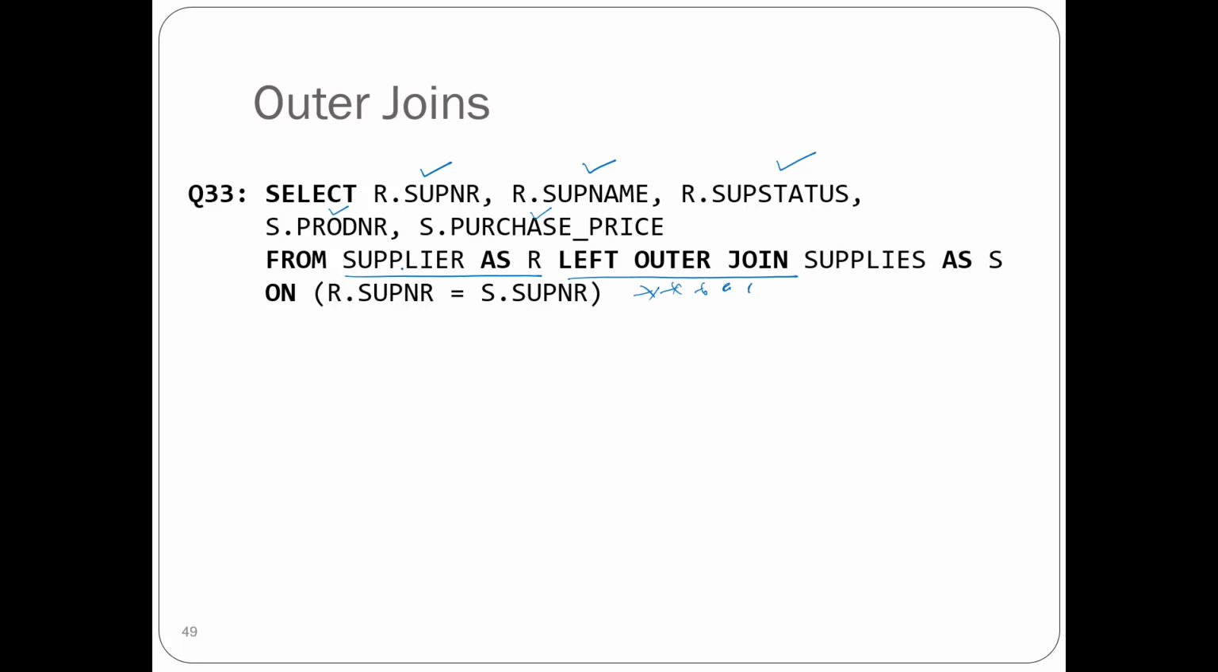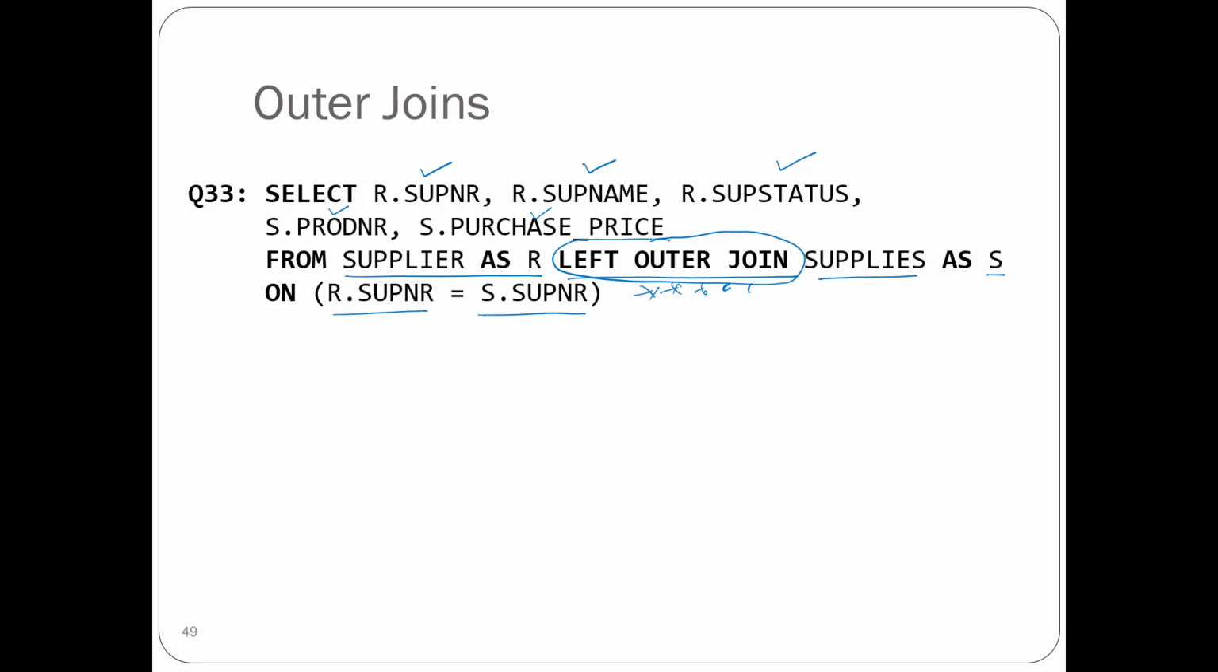So from supplier as R left outer join supplies as S on R.sub_nr is equal to S.sub_nr. Right? So if I replace this left outer join with inner join, then yeah, the result would be as expected. We will have the matching values from both the tables.